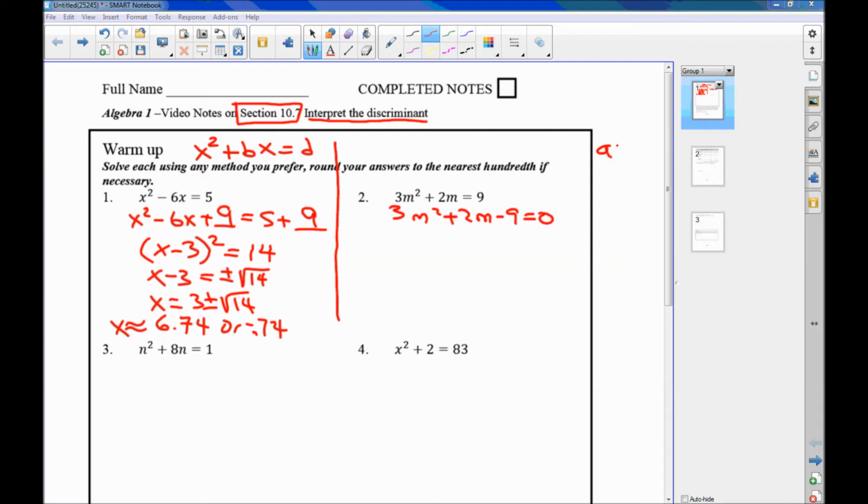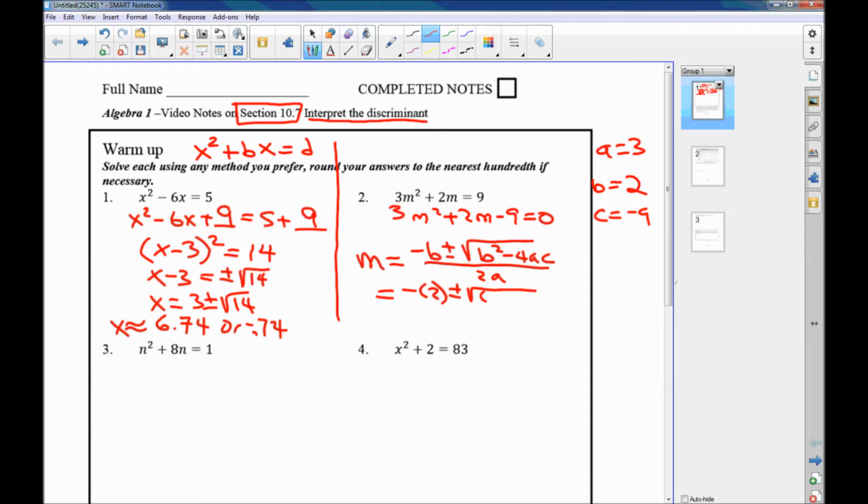All right, so remember, a is 3, b is 2, and c is -9. Okay, remember we have to have it in the standard form, am squared plus bm plus or minus c equals 0, before we can get what a, b, and c are. And then our quadratic formula would tell us -b plus or minus the square root of b squared minus 4ac all over 2a. So we go ahead and plug in. That's going to be negative 2 plus or minus the square root of 2 squared minus 4 times 3 times -9, all over 2 times 3.